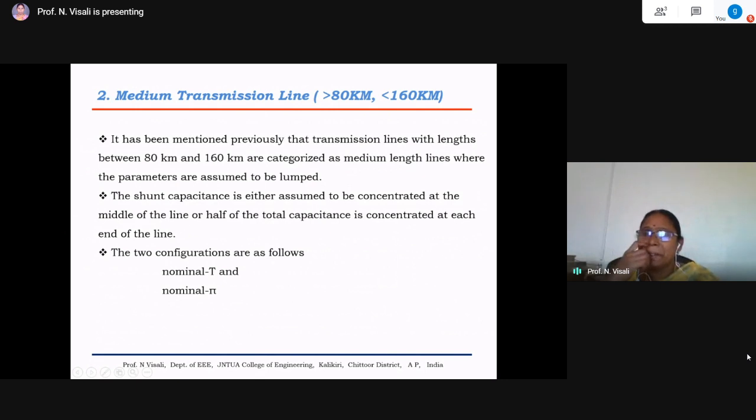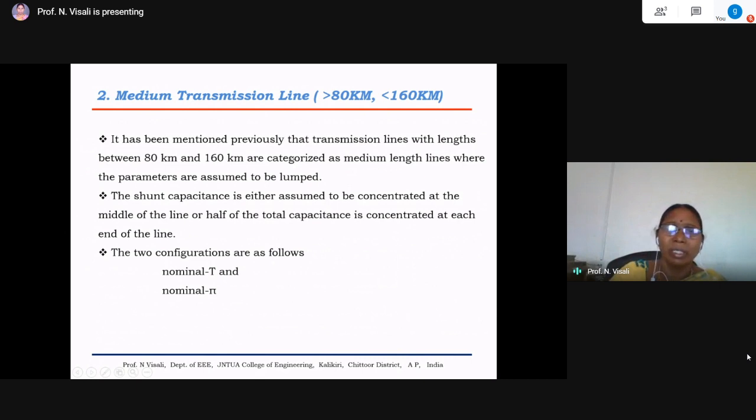But here the capacitance, we are going to consider in 2 different fashions. One is the middle of the transmission line. We are going to consider the shunt capacitance concentrated at the middle of the line. That is one type of connection. Another type of connection is half of the total capacitance concentrated at each end of the line. So like this, we are going to consider this capacitance. One is at the middle, the other one is half of the capacitance at both ends.